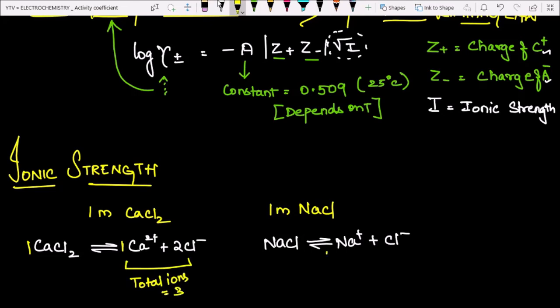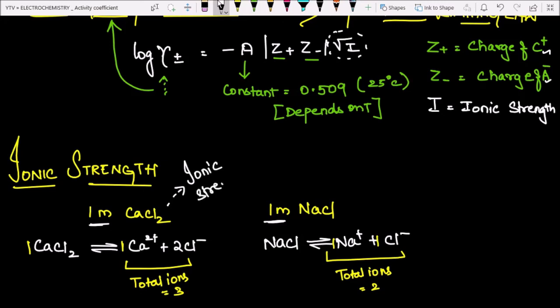Here what is the total ions that you get? Here you have 1 ion, here you have 1 ion. So the total ions is equal to 2. Now which will obviously have a greater ionic strength? Both have the same concentration, but the first solution is going to have a greater ionic strength. So ionic strength basically talks about the strength of the ions. Greater the number of ions, greater is going to be the ionic strength.